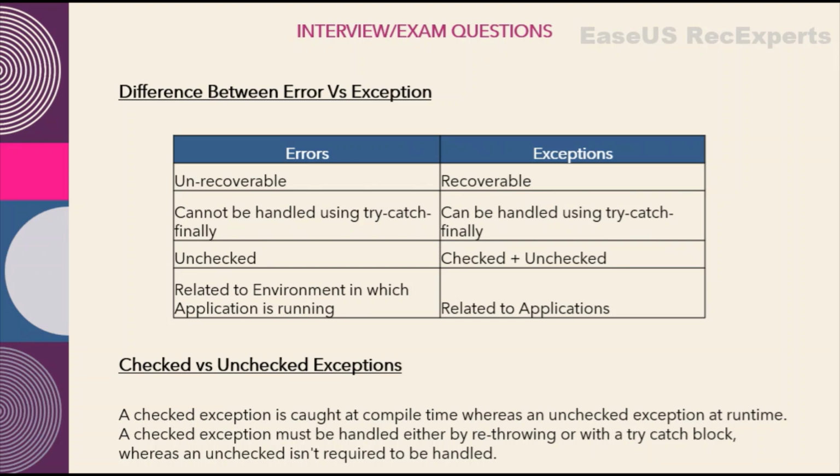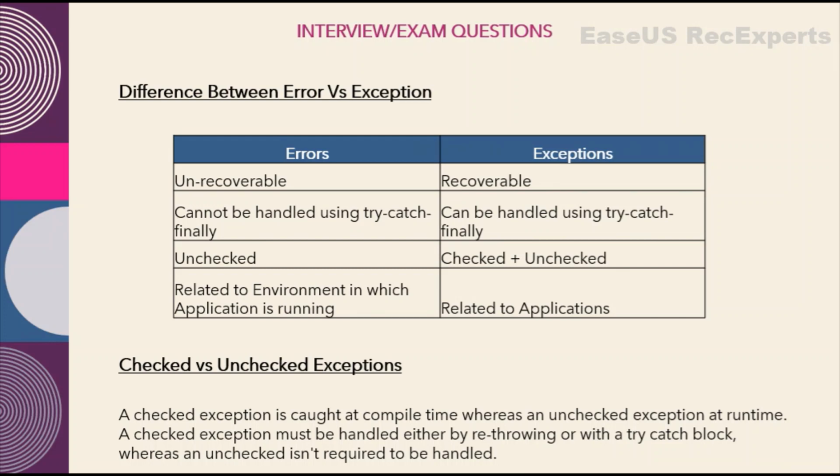Errors are only of type unchecked, that means these are only detectable at runtime, but exceptions are of two types, checked as well as unchecked. The last difference that we have here is, errors are actually related to the environment in which the application is running. So errors can come in the JVM itself, but exceptions are only related to applications. Exceptions will not come in the case of environments.